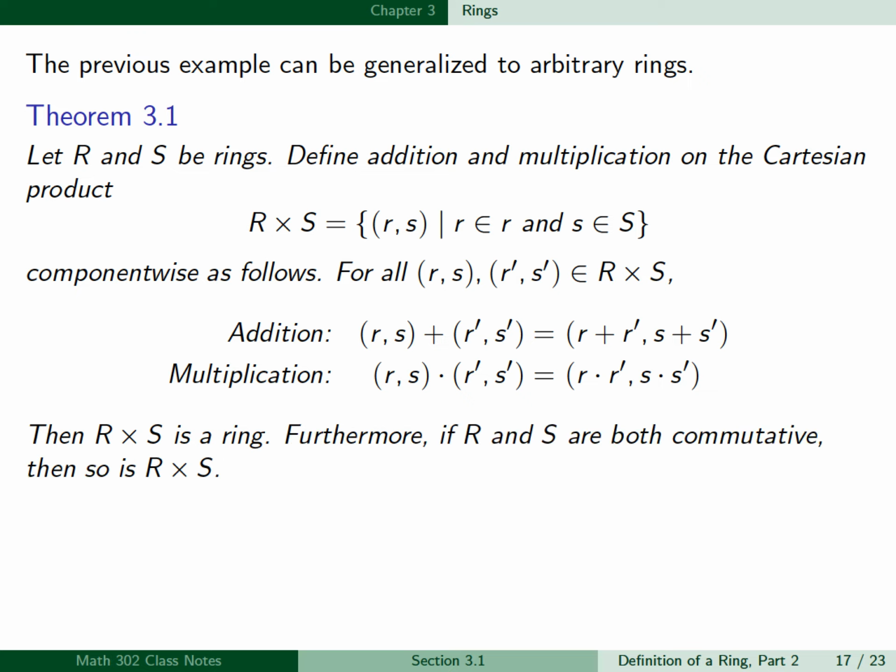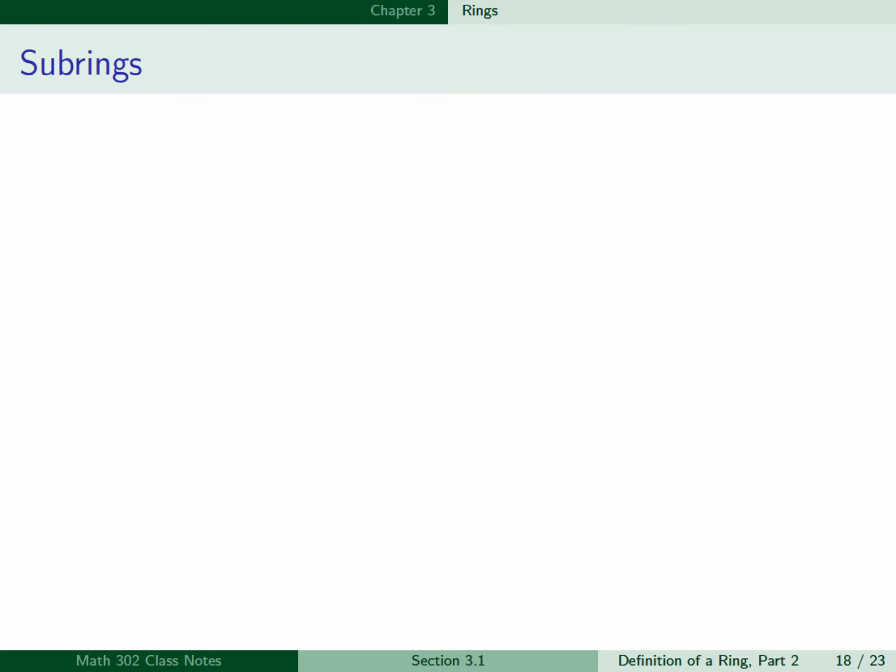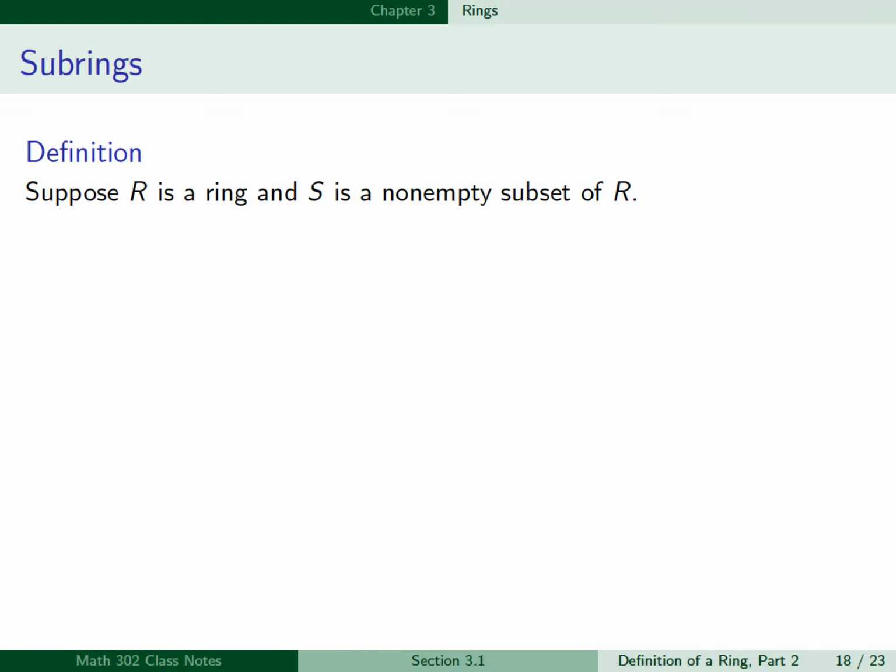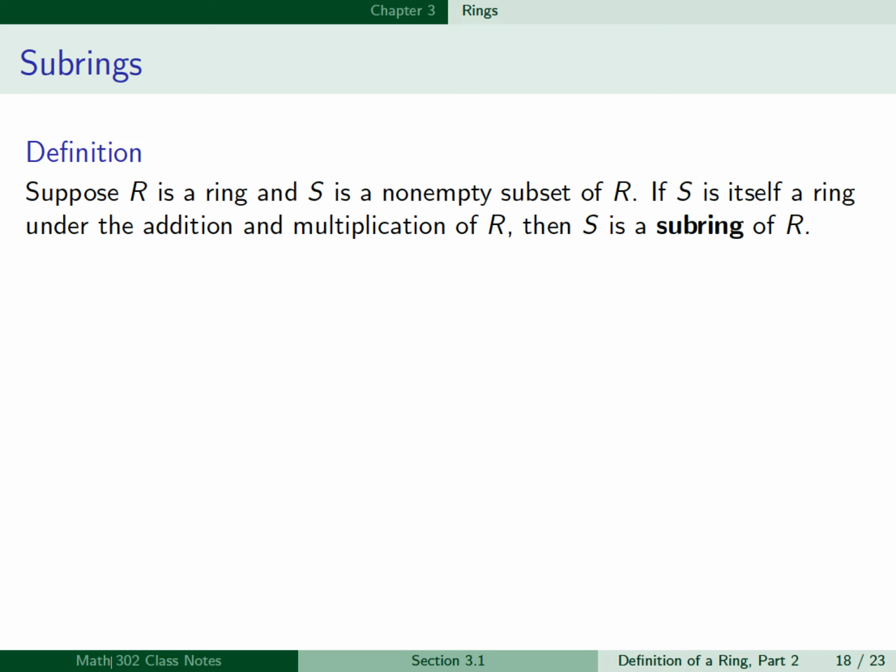And furthermore, if R and S are both commutative, then so is R cross S, and if both R and S have a multiplicative identity, then so does R cross S. Next we want to talk about subrings. So suppose R is a ring and S is a non-empty subset of R. If S is itself a ring under the addition and multiplication of R, then S is called a subring of R.